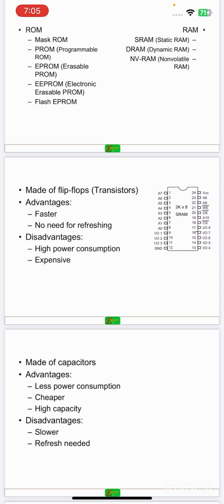What are the advantages? They are faster and need no refreshing, because flip-flops are meant to replace latches, since in latches we have timing issues. And what are the disadvantages? They have high power consumption and they are expensive.